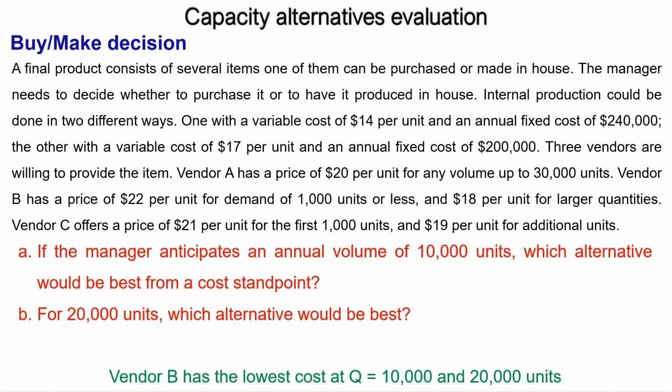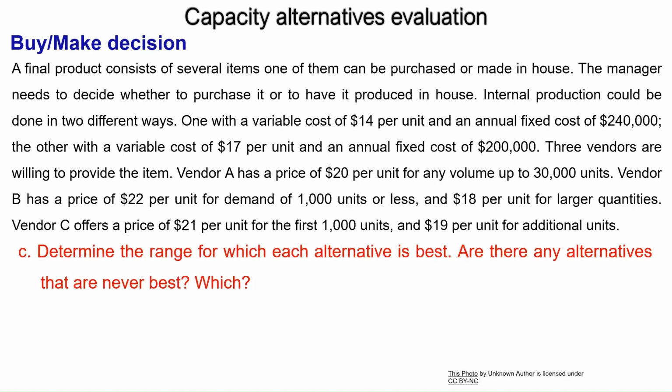After finishing these calculations, it is clear that vendor B has the lowest cost at Q equal to 10,000 units, as we concluded previously from the graph. If we do the same calculation for Q equal to 20,000 units, we will get the same result, which is vendor B has the lowest cost at Q equal to 20,000 units. So, the answer to the first two questions is vendor B has the lowest cost at Q equals 10,000 and 20,000 units.